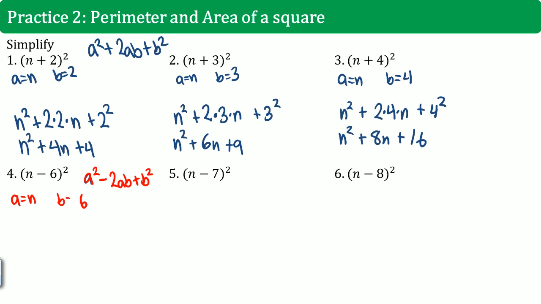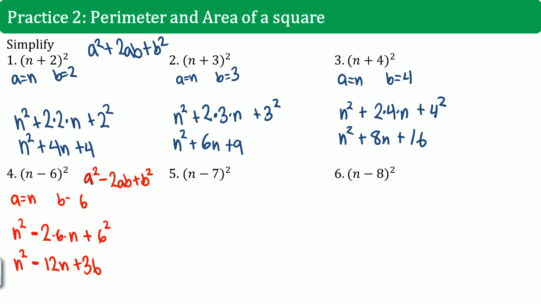All right. So a squared, so that's n squared minus 2 times 6 times n, and we add 6 squared. So it's n squared minus 2 times 6, which is 12n, plus 6 squared, which gets you 36.